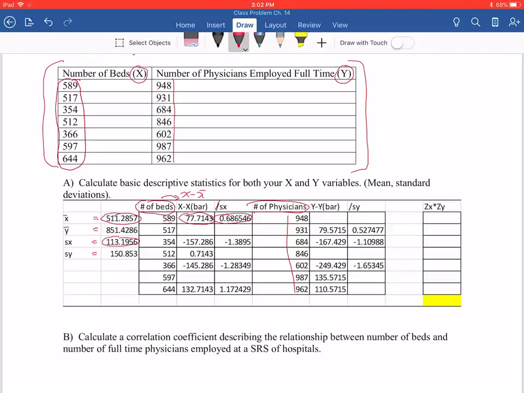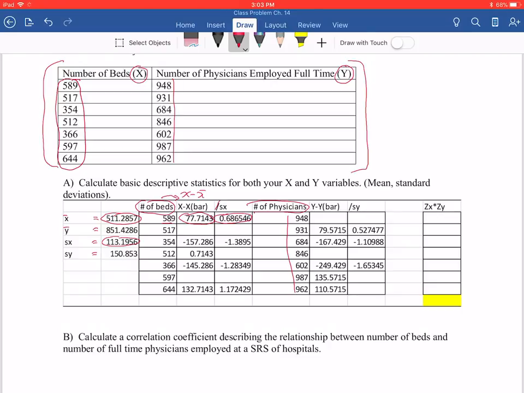0.686546. You only have to go four decimal places out. You don't have to do more. Since I did this in Excel, Excel goes out many decimal points, and I didn't change it. So don't worry about going all the way out. 4 is fine.